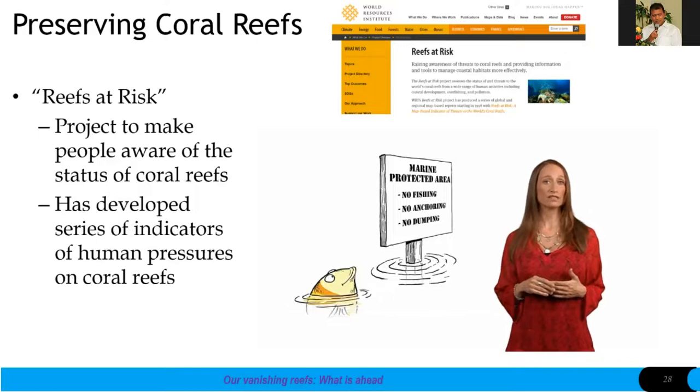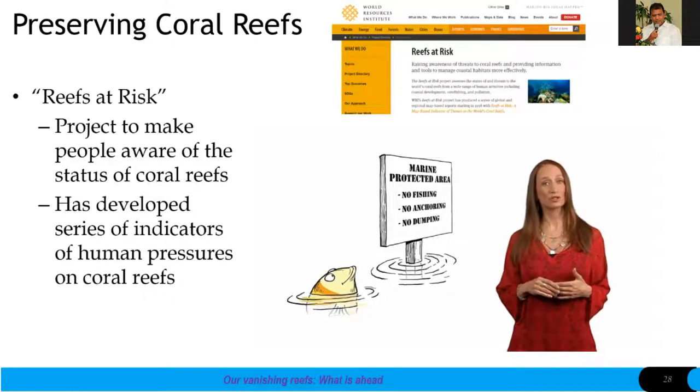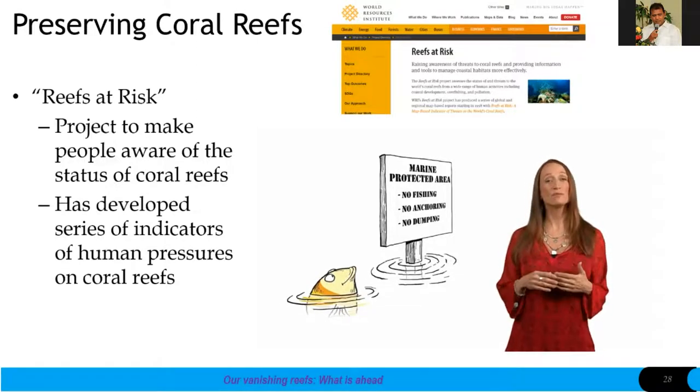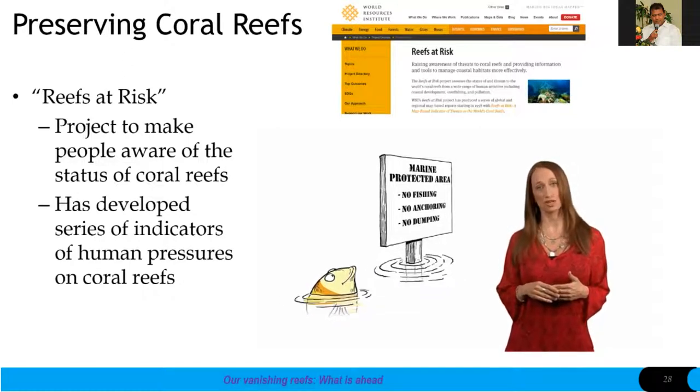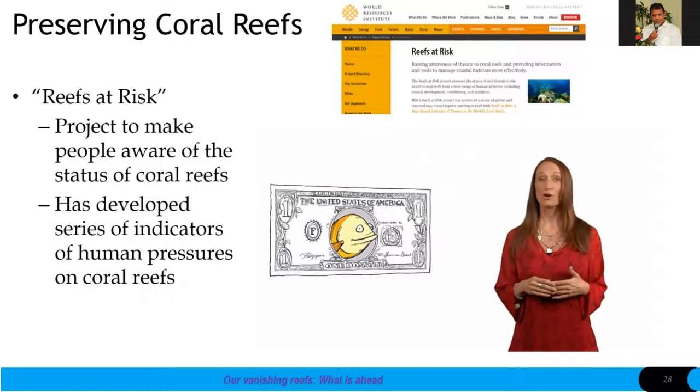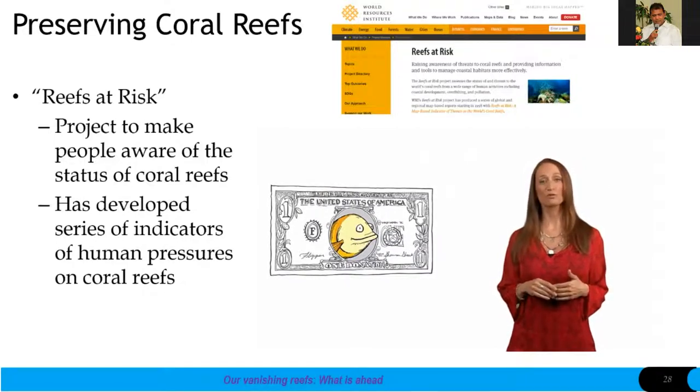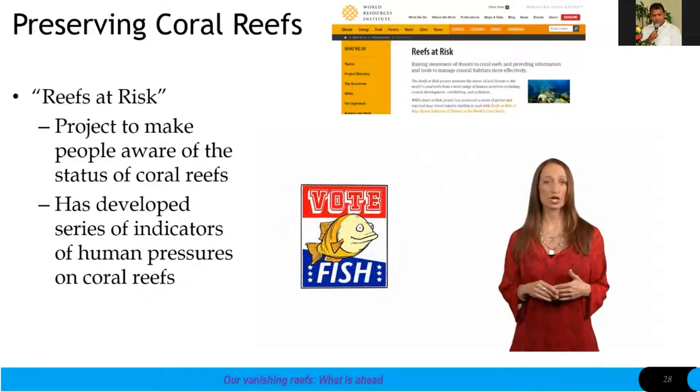Marine protected areas, a kind of aquatic nature preserve, are becoming one of the most important elements of reef conservation, and they need your support. Also, find a favorite nonprofit group that's working to help conserve coral reefs and support it. And finally, vote for a conservation candidate and spread the word.